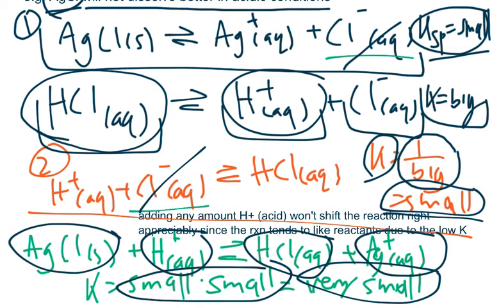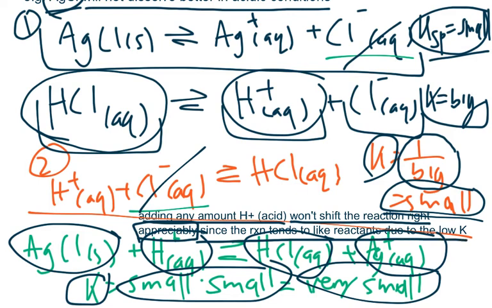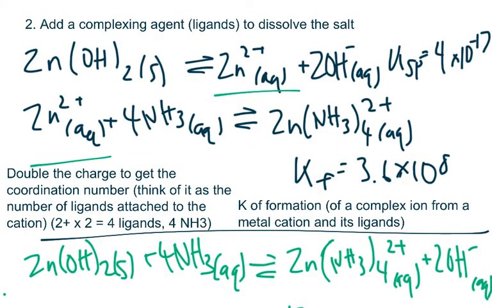And we don't even need numbers because something that's super small for K means that the reaction will not move forwards no matter how much reactants you have, since the K tells us the ratio between the products and reactants. And if it's super small, that means that no matter what, you will have a lot of reactants in the end. So, because of this, adding any amount of H+ or acid won't shift the reaction right appreciably, but it will shift it a little bit, but just not appreciably, since the reaction tends to like reactants due to the low K.